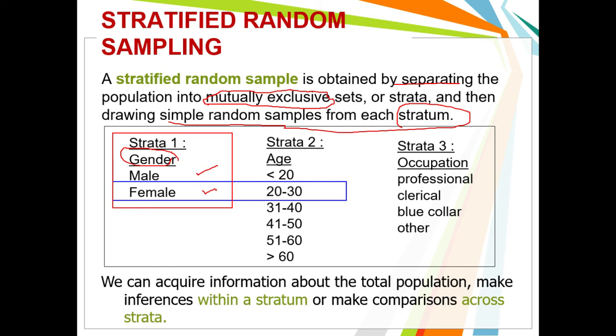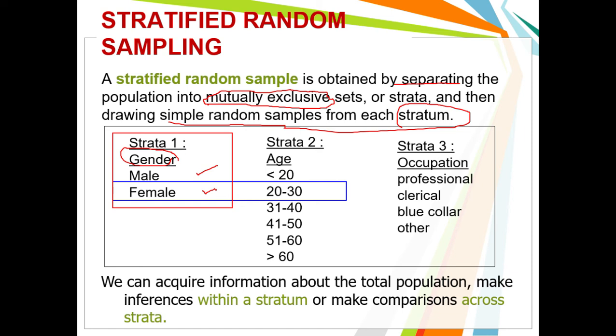Because if the person is male, he is male. If female, she is female. So both sets are mutually exclusive. Hindi pwede yung isang name nasa male, nasa female din. So dapat separate. Okay? So our first strata is gender.